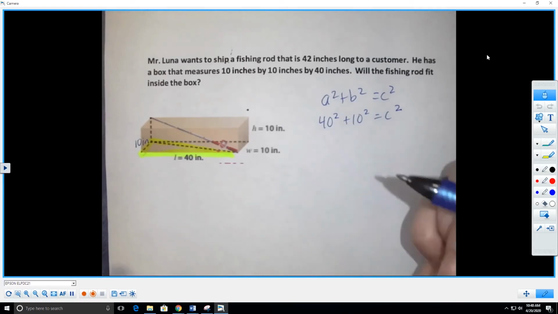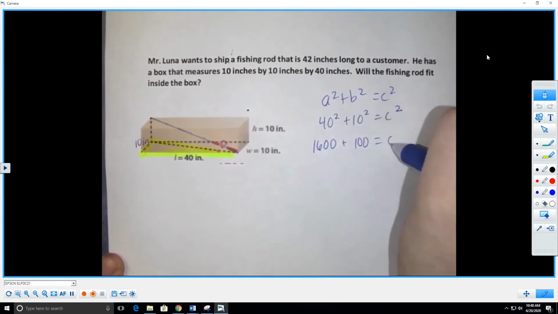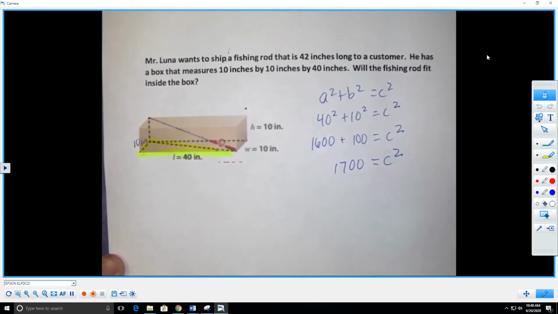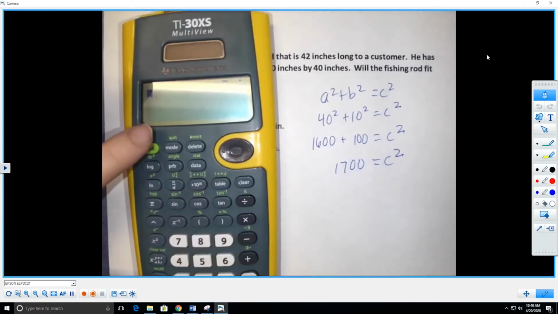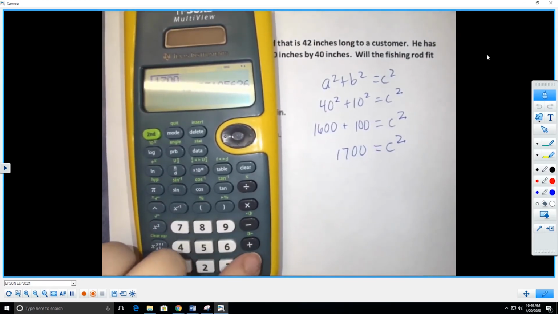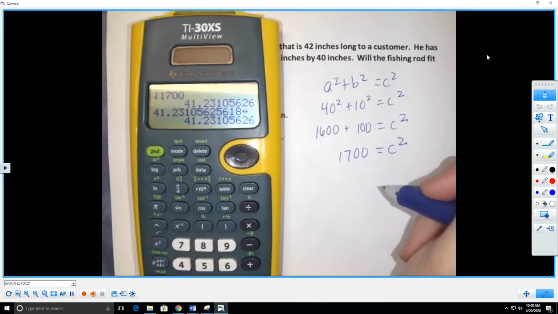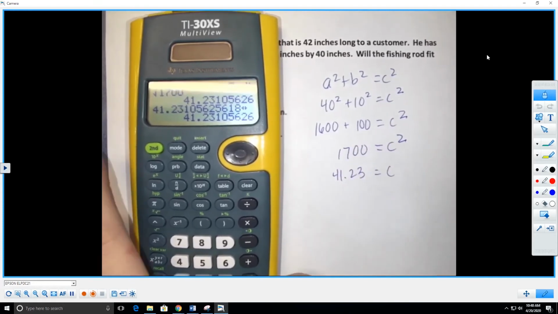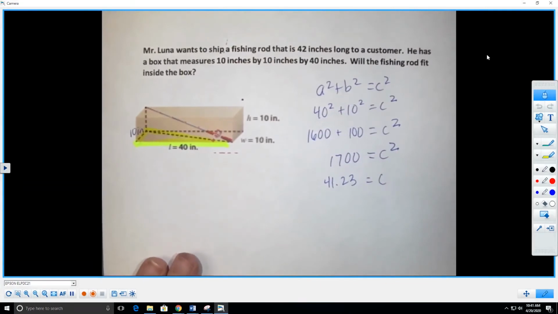Here's what I got. How about you? So I've got 1600 plus 100 equals c squared. 1700 equals c squared. And then we're going to take the square root of both sides. So the square root of 1700. And here is what we get. 41 and 23 hundredths.